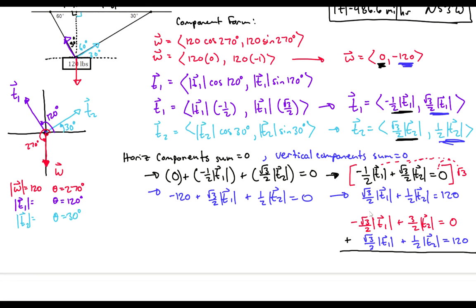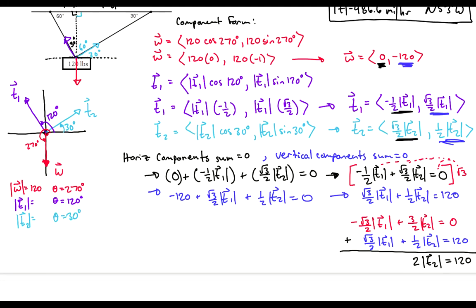And when we add them together, notice the first terms are opposite but equal. So that means they would zero out. Then I do have 3/2 plus 1/2. That would be 4/2 or 2. So this is 2, and then the magnitude of T2. So 2 times the magnitude of T2 equals 120.